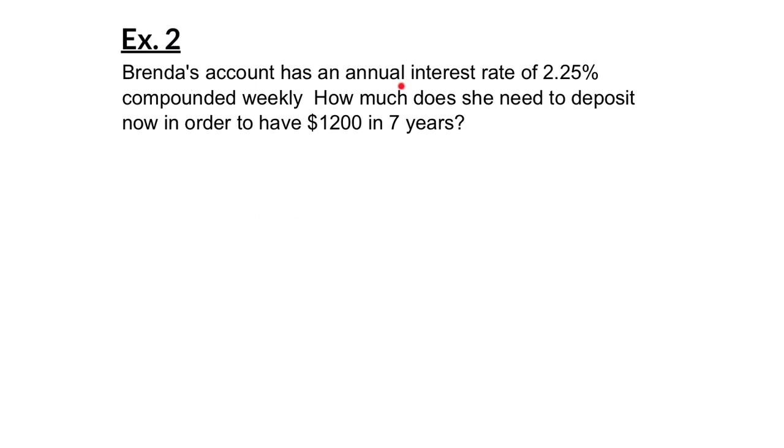Brenda's account has an annual interest rate of 2.25% compounded weekly. How much does she need to deposit now in order to have $1,200 in 7 years? This is like the previous example, so pause the video and try this one on your own.